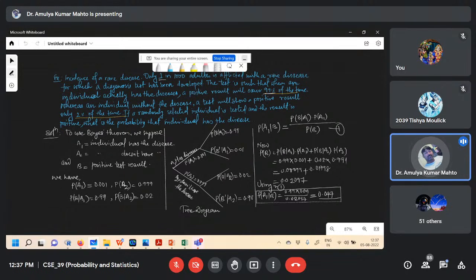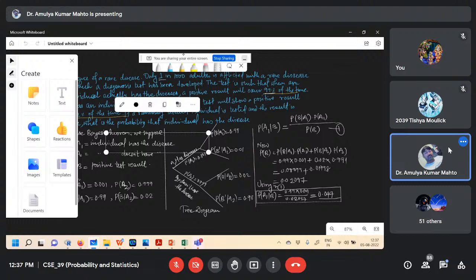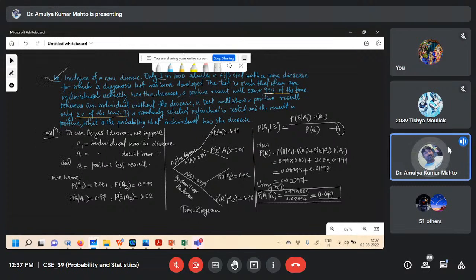So the problem is this one, incidence of a rare disease. Only 1 in 1,000 adults is afflicted with a rare disease. So out of 1,000, only one actually gets that disease. That's a very rare disease for which a diagnosis test has been developed. Okay, so a diagnosis test is also there, but that is not 100% accurate actually.